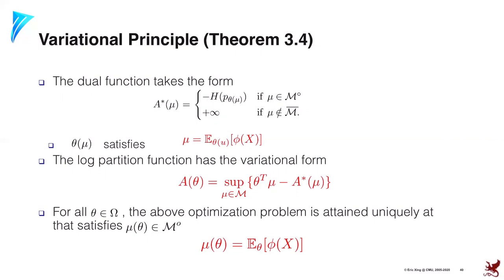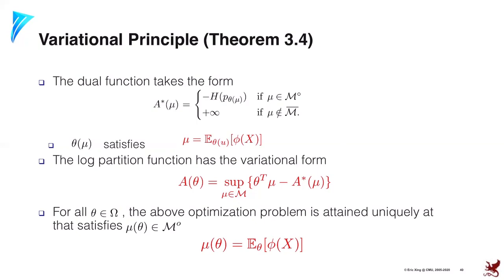That's our motivation. And then, as shown before, the dual function takes this kind of form, and then the exact variational formulation is like this, where this M is the marginal polytope, and this A star should be the conjugate dual.